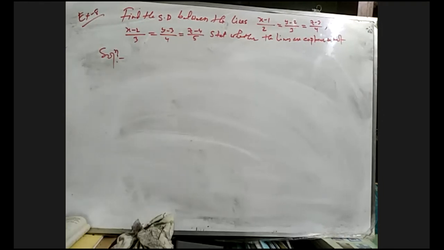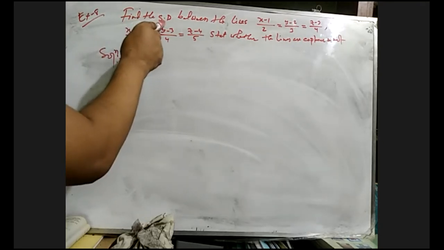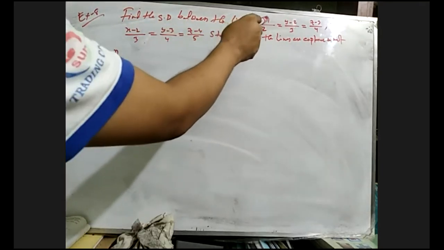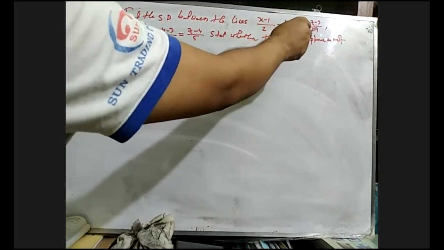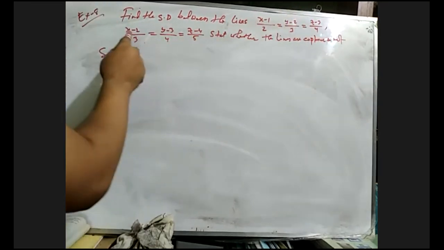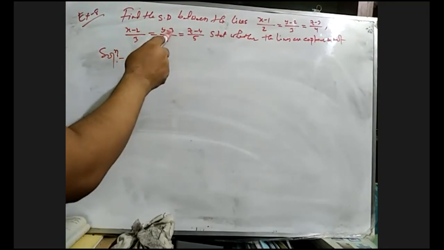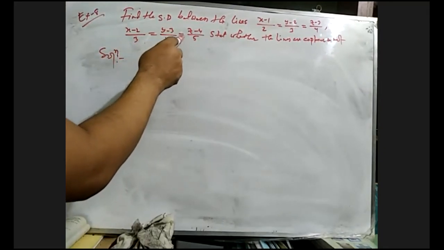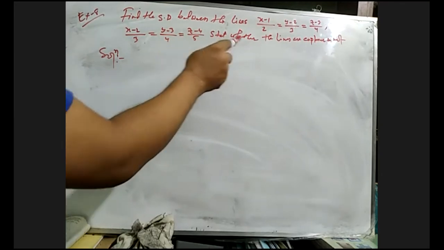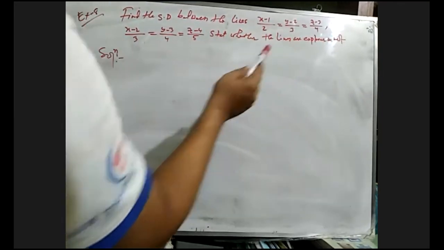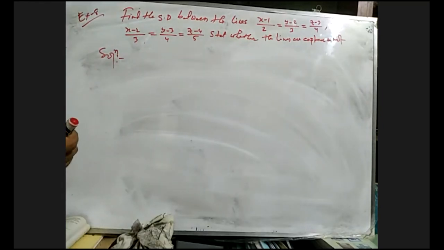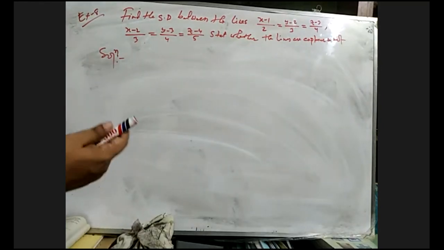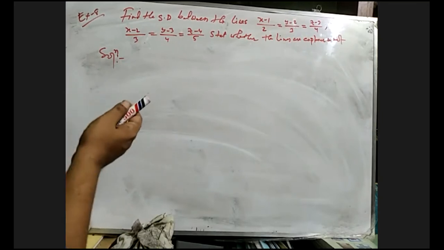Okay, now another example about shortest distance. Example 8. Find the shortest distance between the lines (x minus 1) by 2 equals (y minus 2) divided by 3 equals (z minus 3) divided by 4, and (x minus 2) divided by 3 equals (y minus 3) divided by 4 equals (z minus 4) divided by 5. State whether the lines are coplanar or not. Whether it is coplanar or not, we have to show the result.